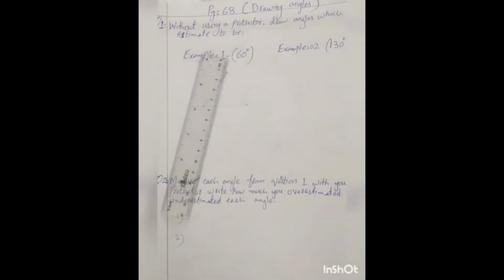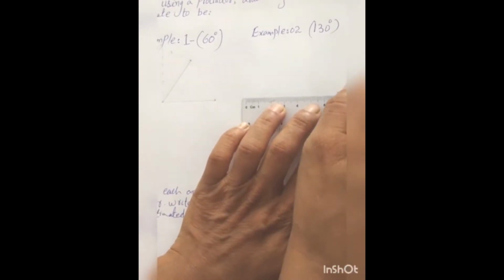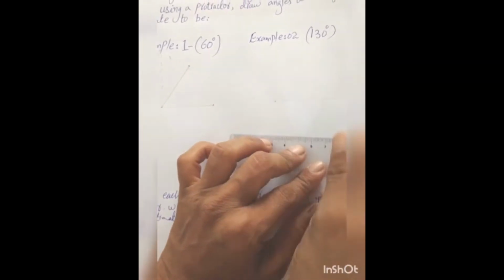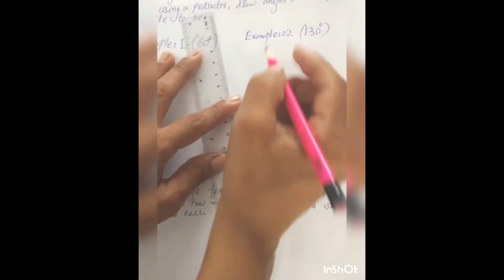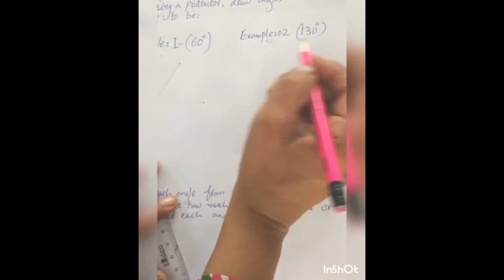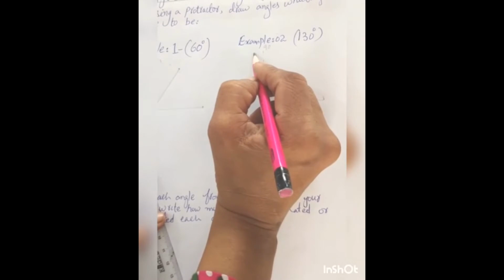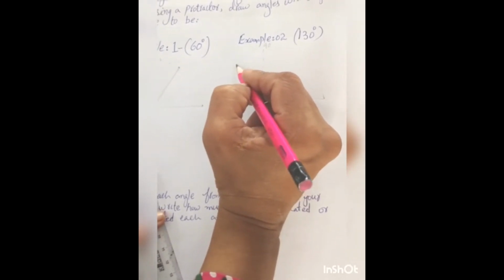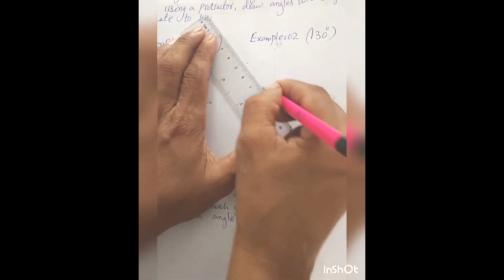Example number 2, we have an angle of 130 degrees. 130 is greater than 90, which means it is an obtuse angle. Same method we will follow. First we will draw the baseline, point out the ends. It is 90 degrees, we know that, and 130 is greater than 90, so we'll start counting after 90. If it is 90, it may be 100, 110, 120, 130. It is the estimated size of 130 degrees.